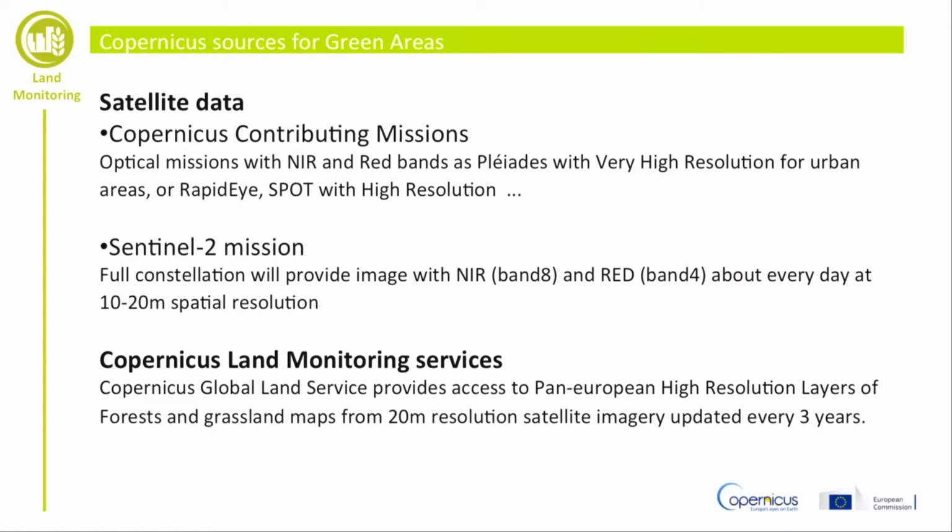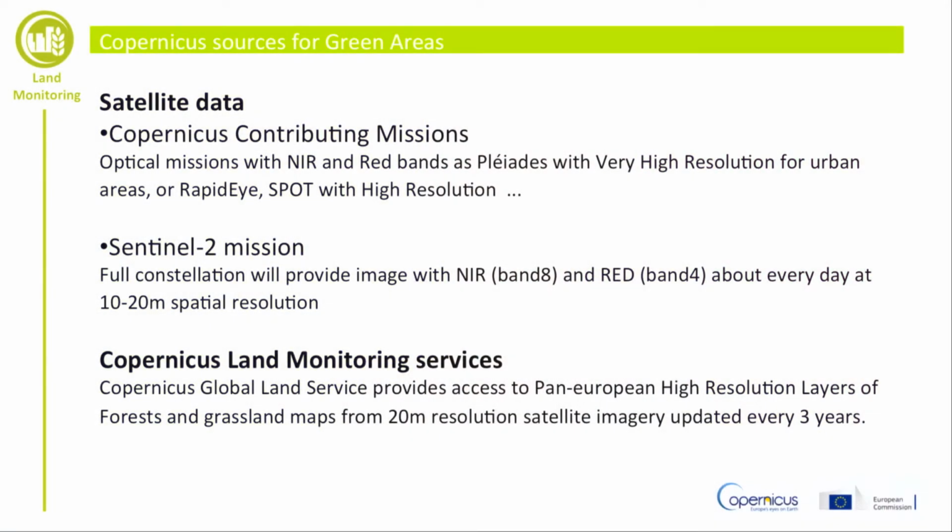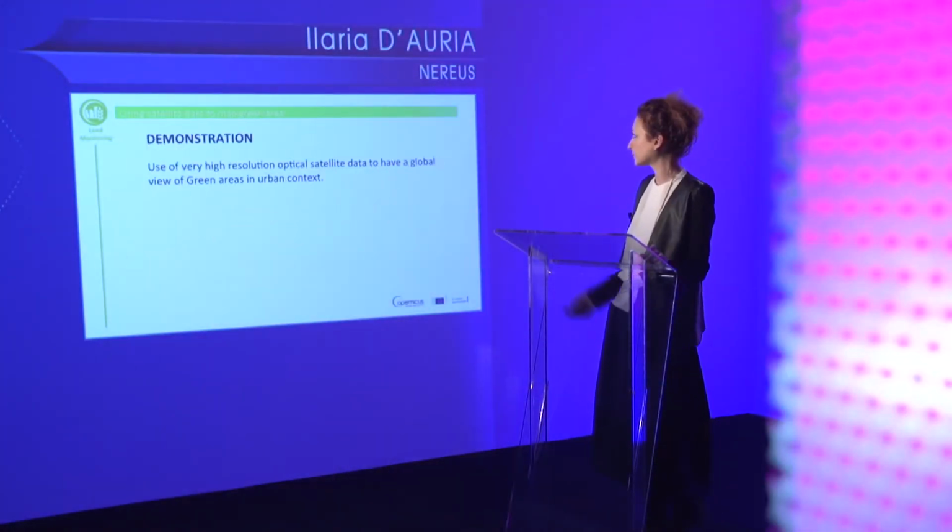The free, full and open Sentinel-2 mission and its full constellation will provide images with NIR band 8 and red band 4 about every five days at 10 to 20 meters spatial resolution. Another interesting service is the Copernicus Land Monitoring Service. The Copernicus Global Land Service provides access to pan-European high-resolution layers of forests and grassland maps at 20-meter resolution from satellite imagery, and they are updated every 3 years.